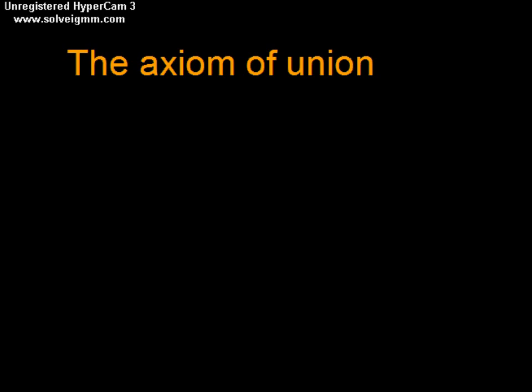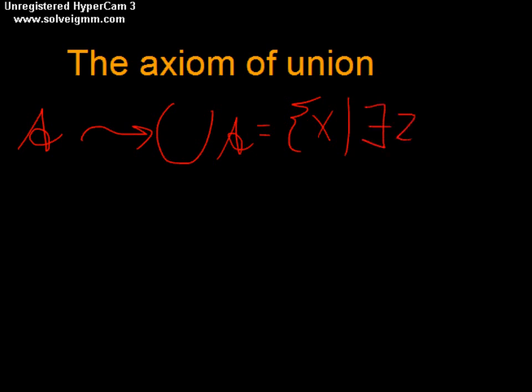The axiom of union says that if A is some set, then the union of all elements of A is also a set. So we can form the union of A, which is the set of all x so that there exists a z in A so that x is an element of z. Now the axiom of separation cannot be used here because x is not an element of some set that we already know to be a set, and we cannot find such a set. So the axiom of union is needed as an axiom to say that this is an actual new set.